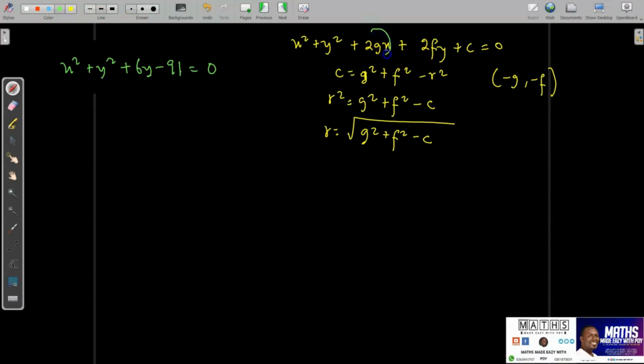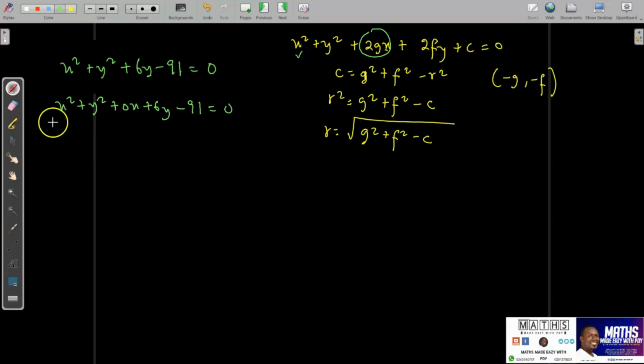You must compare the coefficient of x to the coefficient of x in the question. Remember, the coefficient of x in the question is not seen, so you write it as x squared plus y squared plus 0x plus 6y minus 91 equal to 0. Before you apply the formula to get the center and radius, you must see to it that the coefficients of x squared and y squared are the same in the equation given to you.